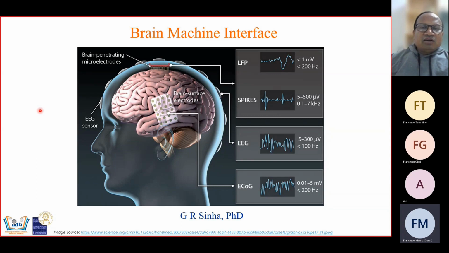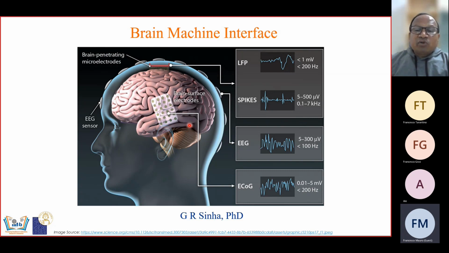This very brief lecture is on brain-machine interface. And as you always know, in the title slide, generally I include a picture. So this picture highlights brain-machine interface, where there is a brain and you are trying to capture all the modalities.